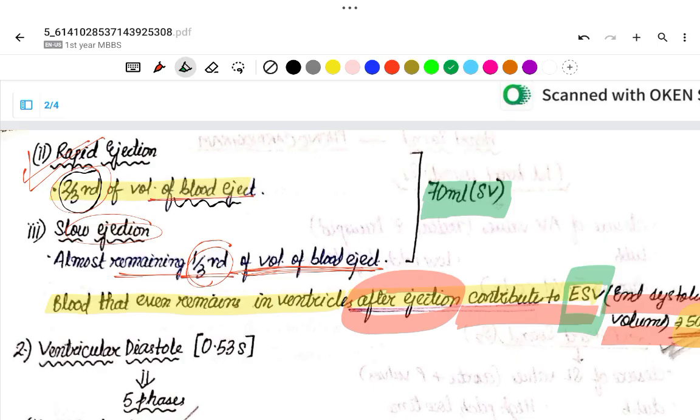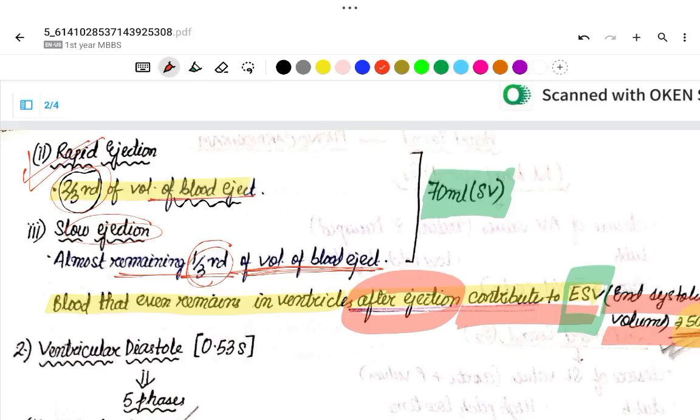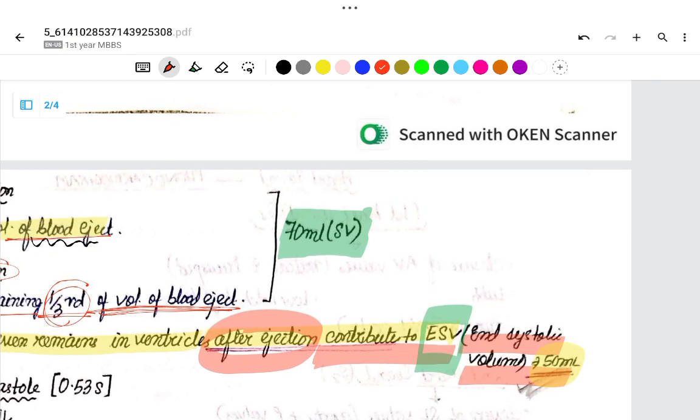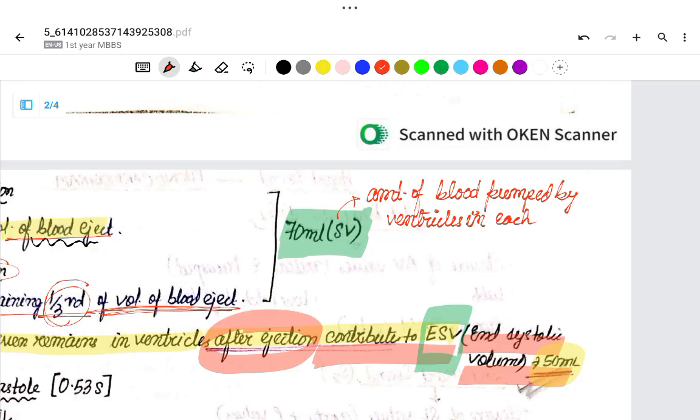What is stroke volume? The amount of blood pumped out by the ventricles in each cardiac cycle is the stroke volume, right?